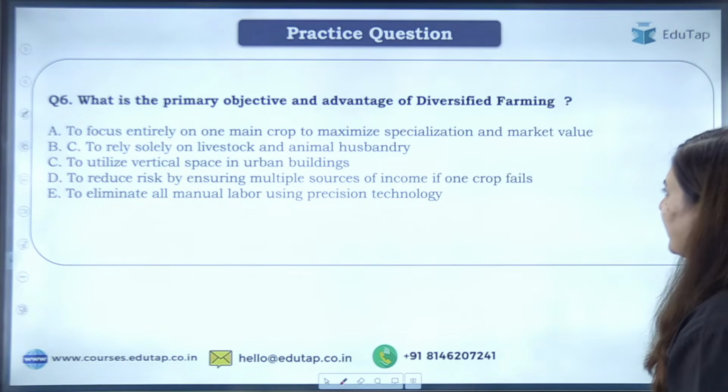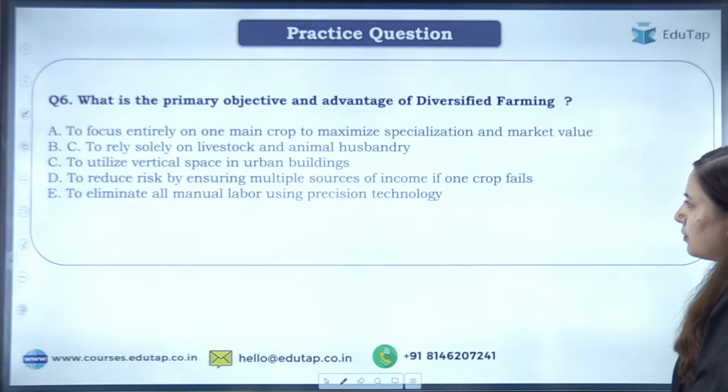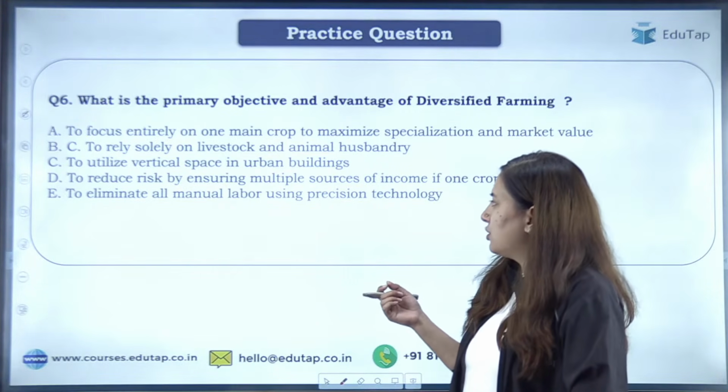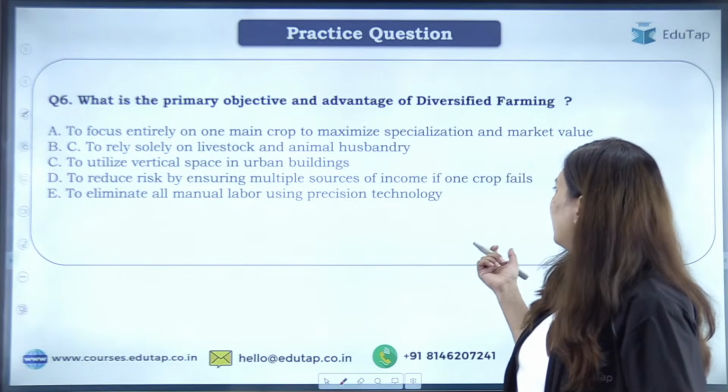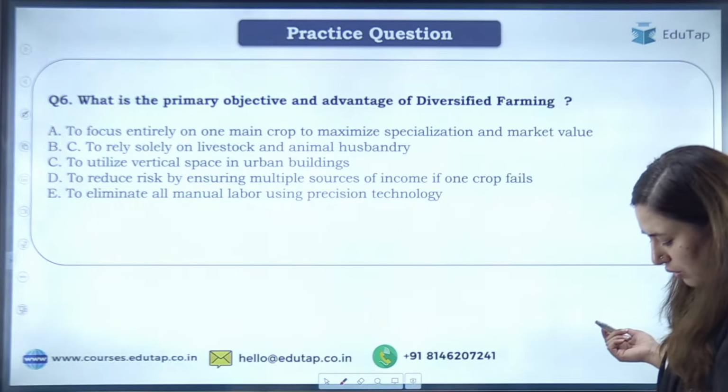Options are to focus entirely on one main crop to maximize specialization and market value, to rely solely on livestock and animal husbandry, to utilize vertical space in urban building, to reduce risk by ensuring multiple sources of income if one crop fails, to eliminate all manual labor using precision technology. What will be the answer?